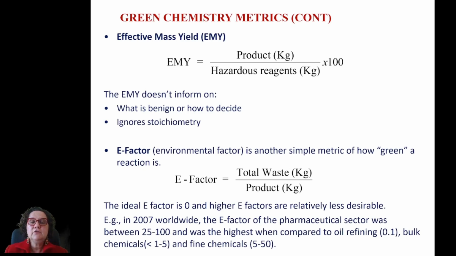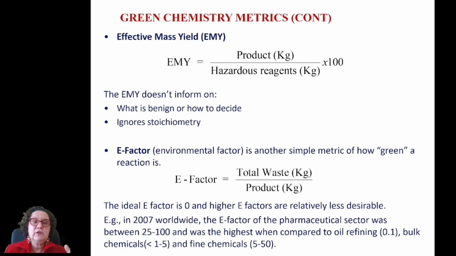And that is the amount of product you get in kilograms or in any units of weight divided by the amount of hazardous reagents you use times 100. So, okay, you have obtained a large amount of product, but you also have used a huge amount of hazardous reagents. That is not a very effective mass yield, because you are having to deal with loads of hazardous reagents to produce that product.